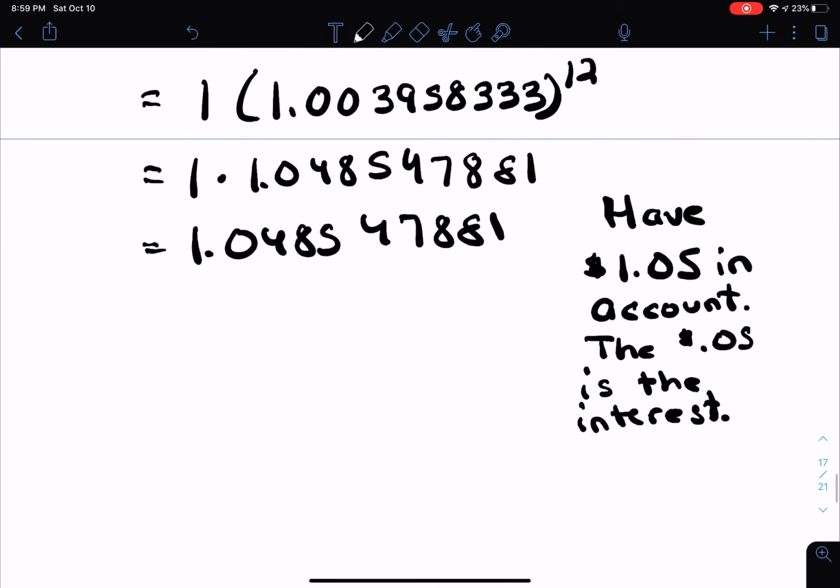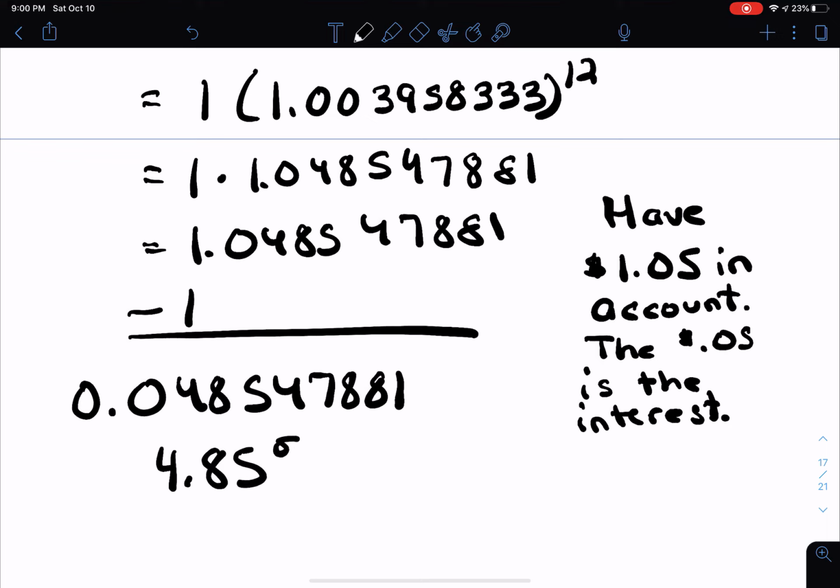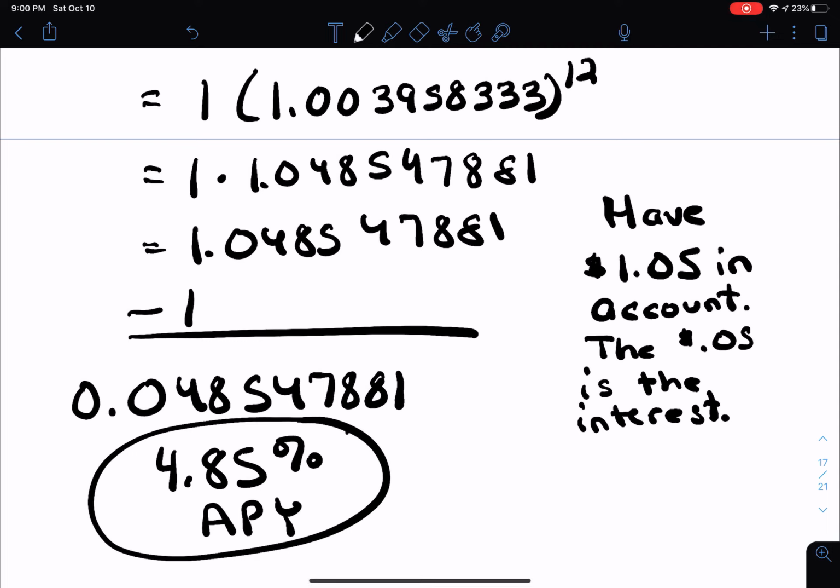If you go ahead and subtract 1 from that, the 0.048547881, change that to a percent, we get 4.85%. This is the APY. This is the simple interest rate that at the very beginning, if you'd used this as your simple interest rate and done $1 times a year, you would have ended up with the same amount.